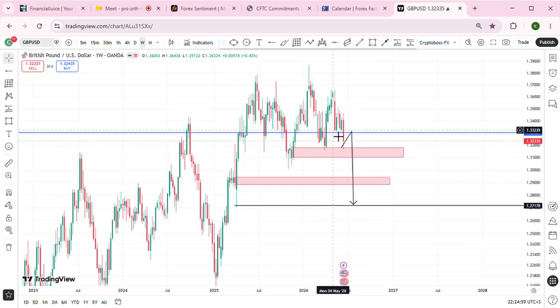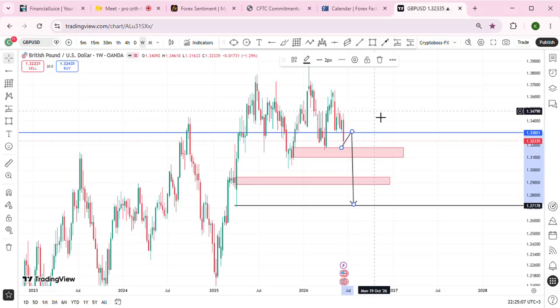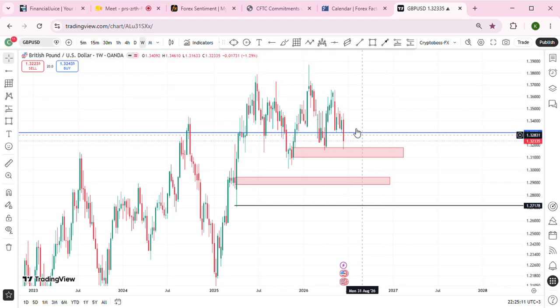Remember, we have a lot of both buy side and sell side liquidity on GBPUSD weekly time frame. So that is it on weekly time frame.